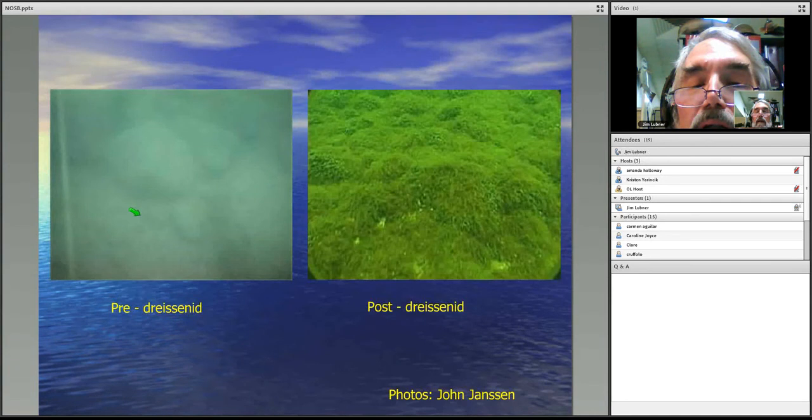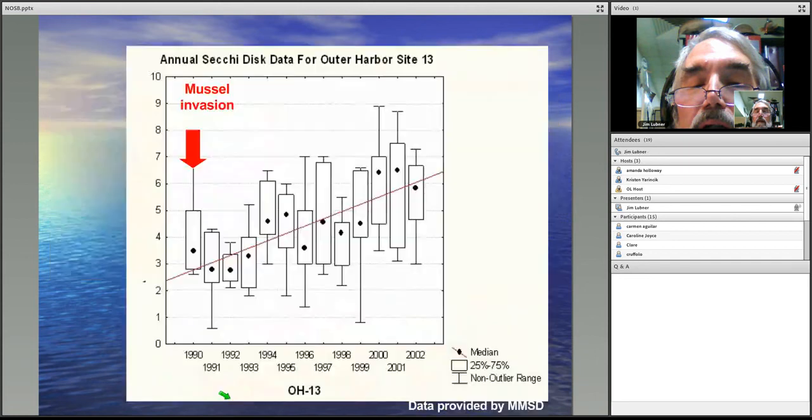So this is an underwater shot. You can see some rocks in the background, perhaps, with some sediment on them. Before zebra mussels. This is after zebra mussels, and you can see that nutrients have been settled out. Light is a lot more prevalent, and cladophora has taken over. Now, that was zebra mussels. Quagga mussels have changed this picture even a little further.